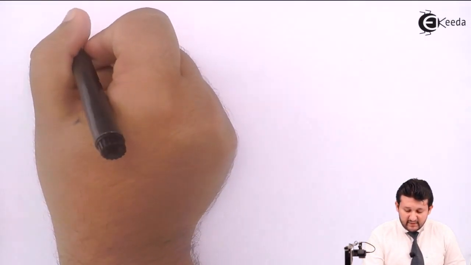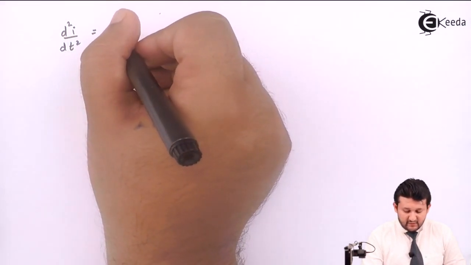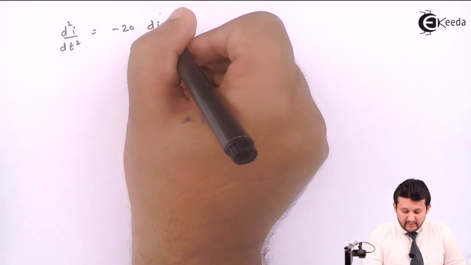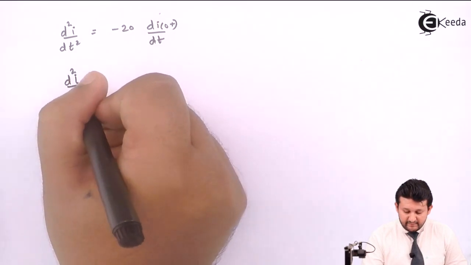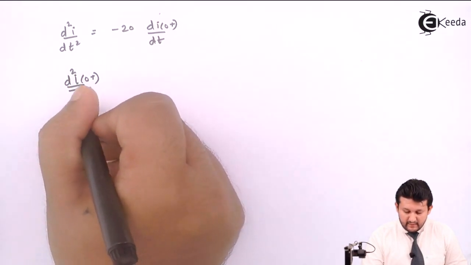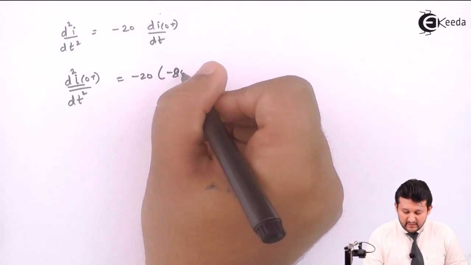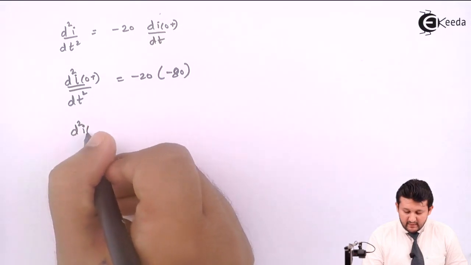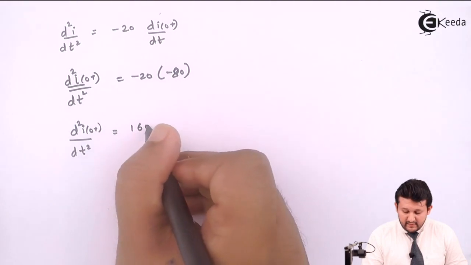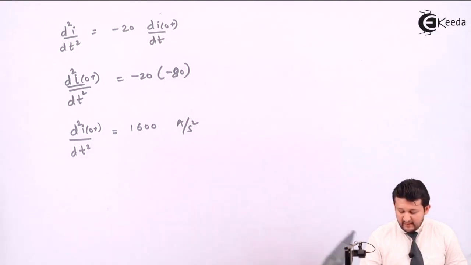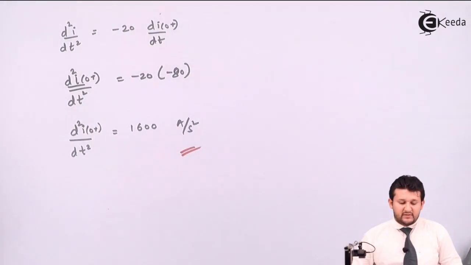Keep d square i upon dt square on the LHS. Since i of 0 plus was 0, it is gone. This will be minus 20 di of 0 plus upon dt. Put the value of di by dt, so it will be minus 20 into minus 80. So the value of d square i of 0 plus upon dt square will be 1600. The unit will be amperes per second square. That will be the term d square i upon dt square.